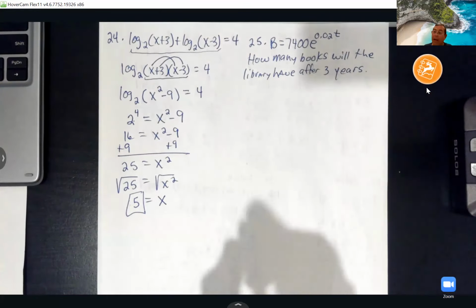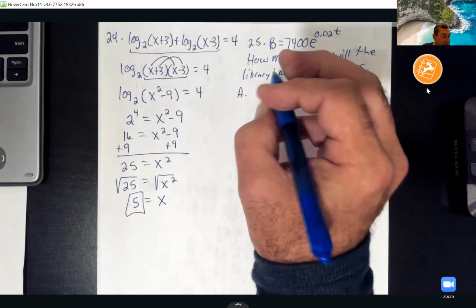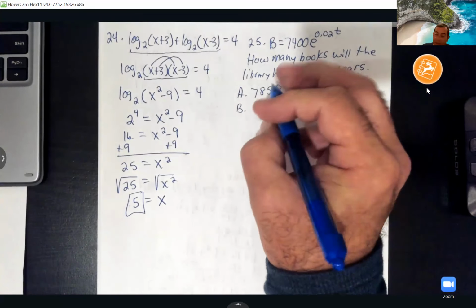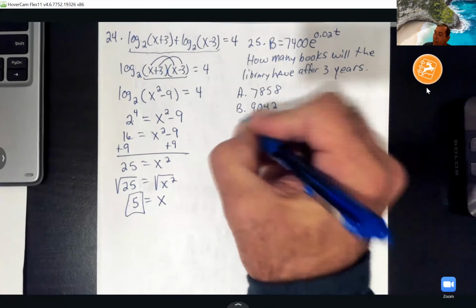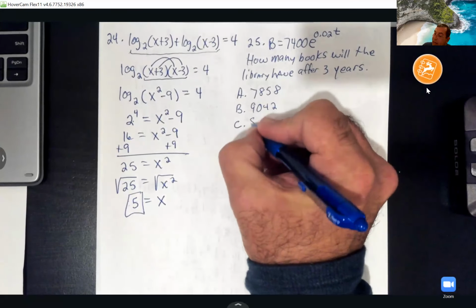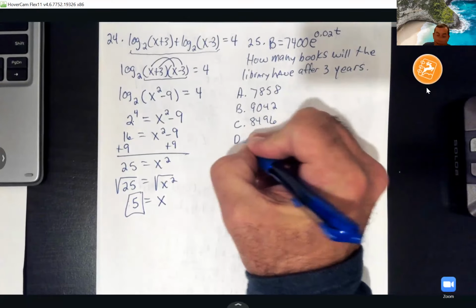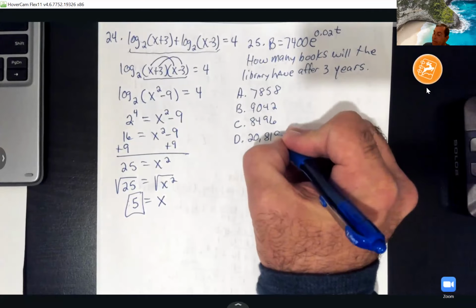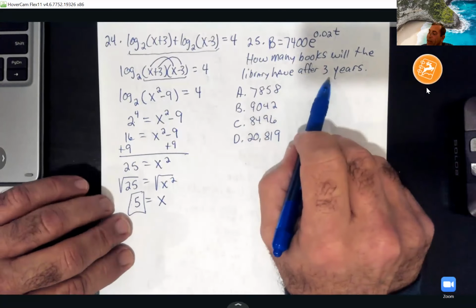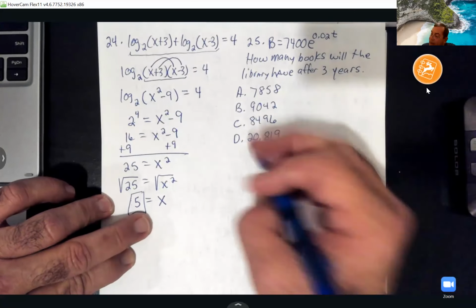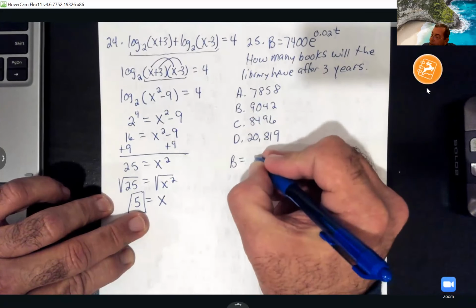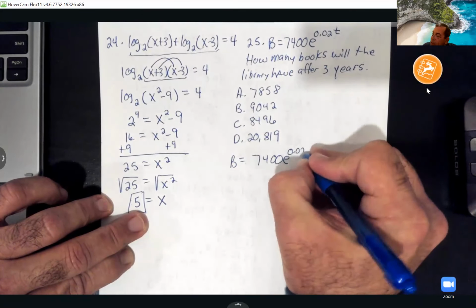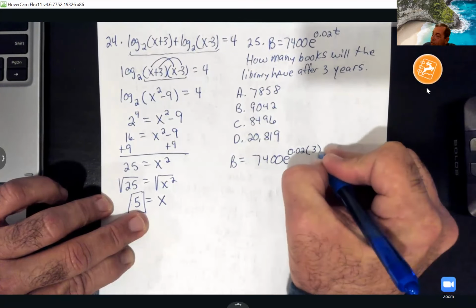So y'all, they're giving me 4 answers on this. Let me write the choices down and we're going to see which one y'all get. A is 7,858. B is 9,042. C is 8,496. And D is 20,819. So here's what you're going to do to get that answer. You're going to put a 3 in for that t. So what you're going to punch in your calculator is 7,400 e to the 0.02 times 3. It's A.